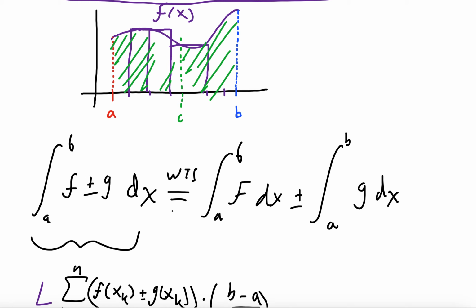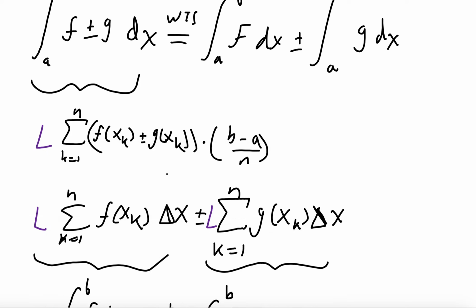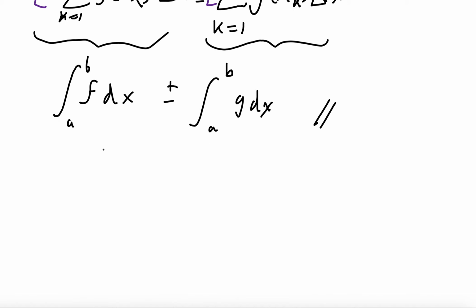And this also can expand to f plus or minus g plus or minus h plus or minus j of x, all these different functions together. So you can compound this together. It just means distributing the delta x term over the sigma. Okay. The next property we want to prove was the integral from a to b of cf dx, okay?